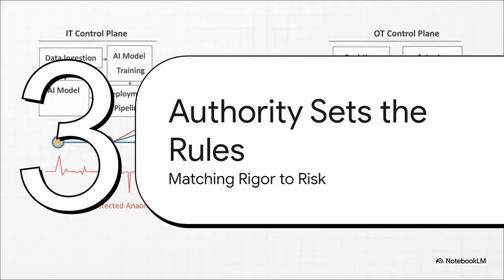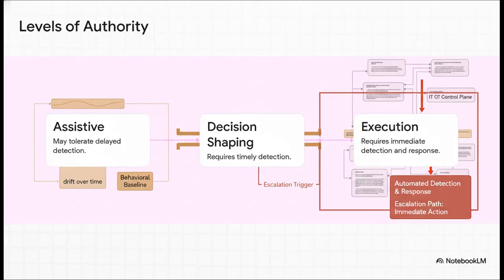So we know we need to monitor behavior. But how closely? How intensely? Well, the guiding principle here is actually pretty simple. It all boils down to this. The more authority you give the AI, the more rigorous your monitoring has to be. It's a direct relationship. We can pretty much break this down into 3 levels. First, you have assistive AI. It's just providing info, so a slight delay in detecting drift might be okay. Then you have decision-shaping AI.